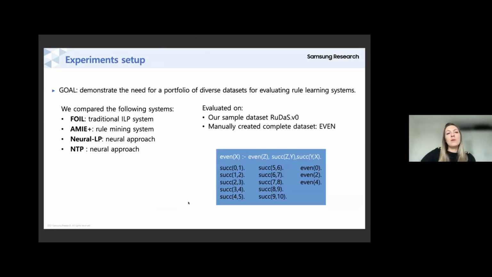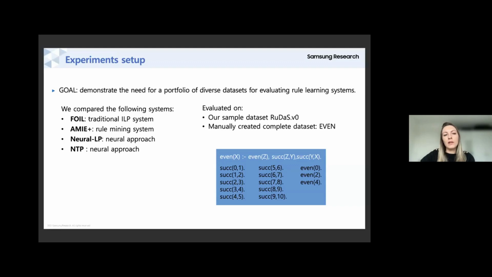Okay, so then we perform some experiments. The goal of our experiments is to demonstrate that we need a tool such as ours, because we need to have a diversified portfolio of datasets to evaluate ILP and neural ILP systems. So to do this, we consider 4 different ILP methods.